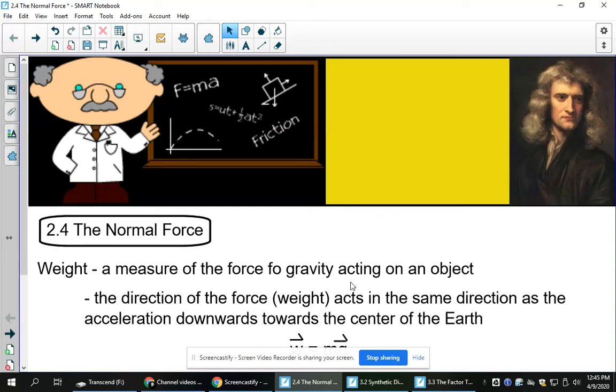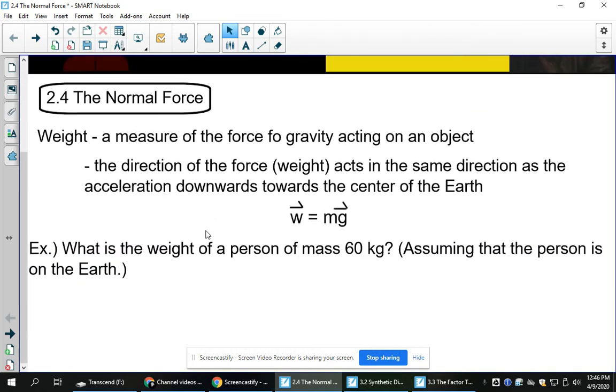Hi guys, here we have lesson 2.4 on the normal force. So this lesson is all about knowing the difference between the force of gravity and something that we call the normal force. So for the first question here, we're going to review what weight is.